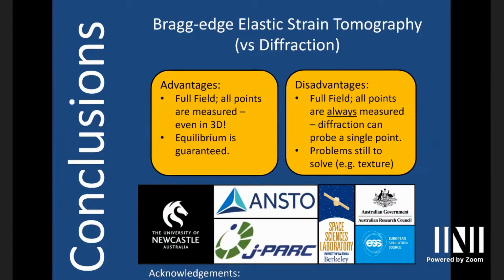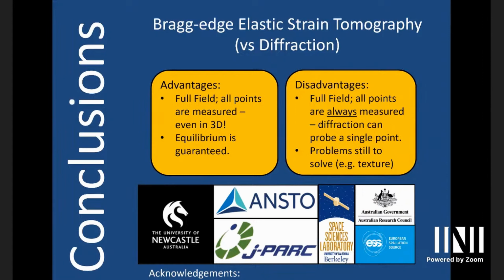I'll just finish up with advantages and disadvantages of what we're doing. Probably the biggest advantage is 3D, in that it's a full field measurement. So we get every single point, and obviously equilibrium is guaranteed by the way we're reconstructing. The funny thing is the disadvantage is the same point, that it's a full field measurement.